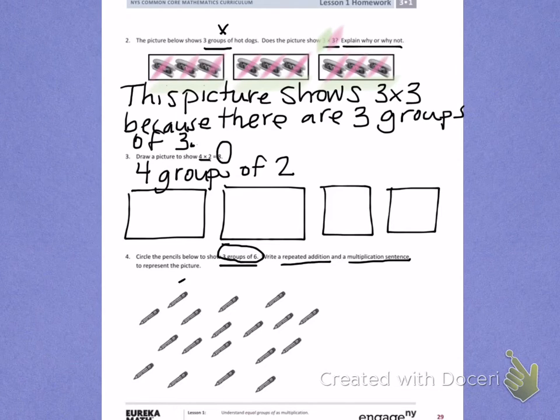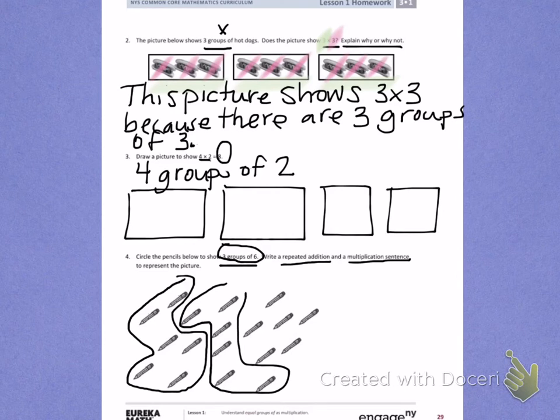So I'm going to circle the pencils. 1, 2, 3, 4, 5, 6. Let's double check. 1, 2, 3, 4, 5, 6. Let's circle another group of 6. 1, 2, 3, 4, 5, 6. And then last we should have one final group of 6.